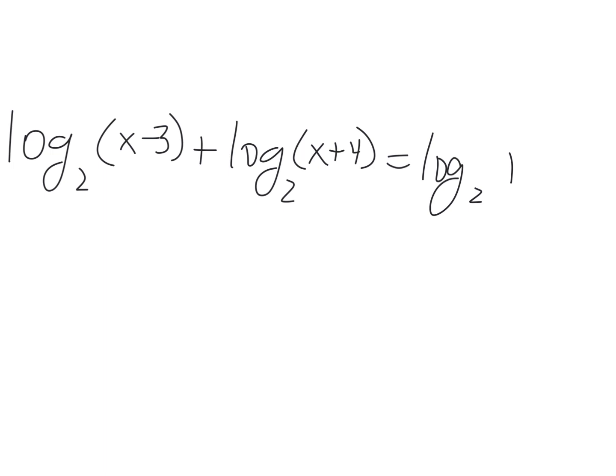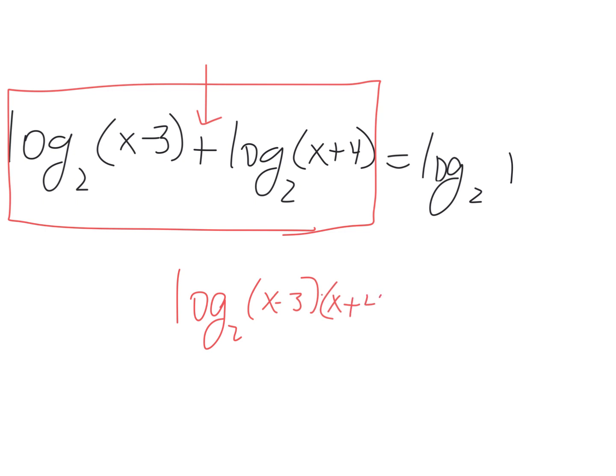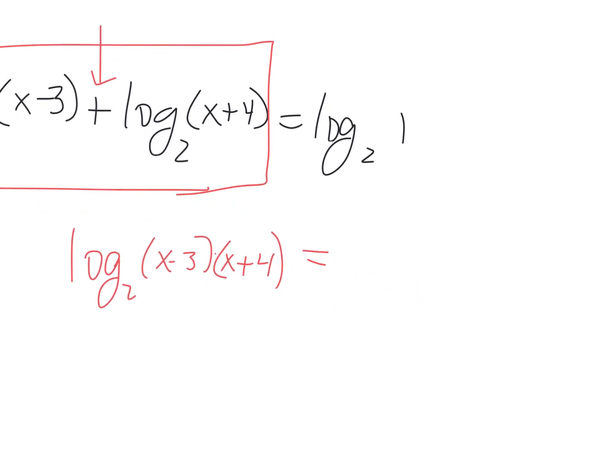Okay, fact. If you have 2 logs, it's better to put them together into 1. So whenever you can condense it, you should. So you condense it to log base 2, x minus 3, and that's a plus, so we go times x plus 4. And it equals, didn't we just talk about this one? What is log base 2 of 1? 0.